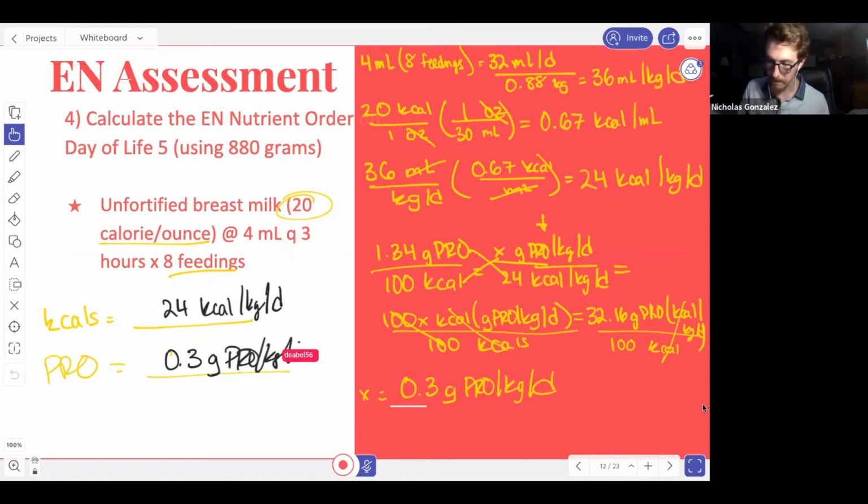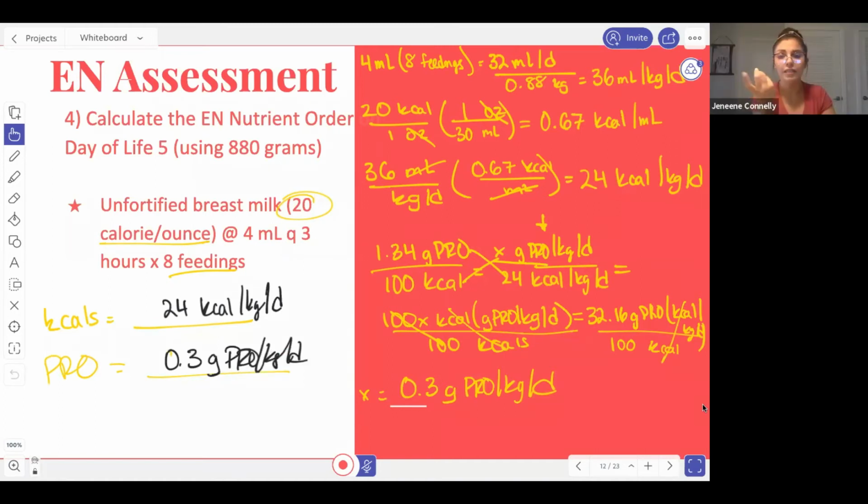Just to reiterate, the 1.34 grams of protein comes from the normative data that was in our charts previously. So make sure that you reference that and have it handy while you're doing these proportions.